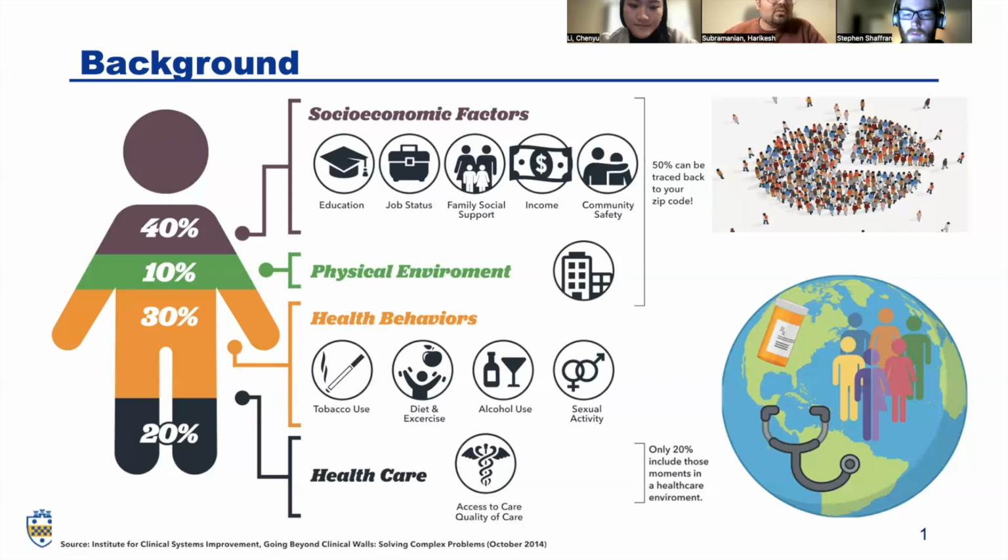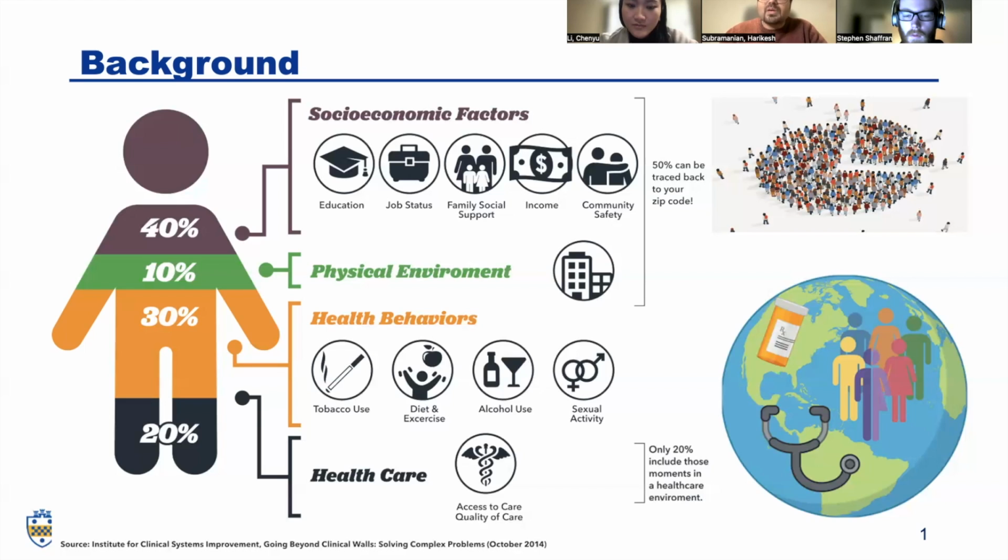Examples of this include education levels, job status, whether the patient is employed or unemployed, income levels, as well as the physical environment they live in, including housing, such as homelessness, as well as behavioral elements such as tobacco use or drug use, and access to healthcare, which includes transportation needs.